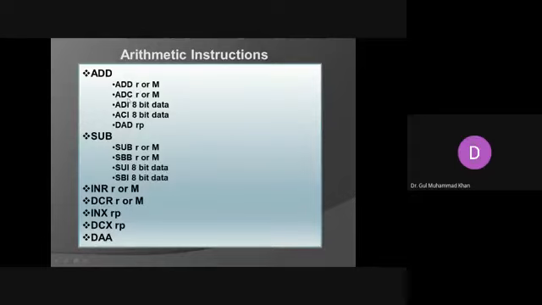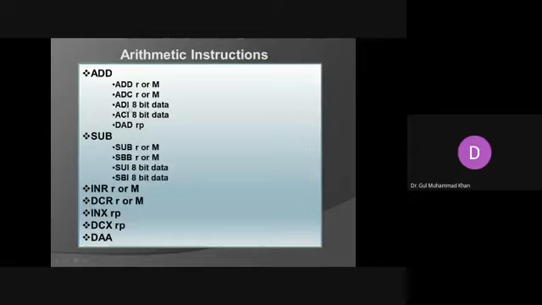Similarly, you have ADC. Now the difference between these two is that ADD is addition of accumulator and register only, or accumulator and memory only. In this case, it is the addition of accumulator, carry, and the register. So the carry is also added to the equation, right? The carry value can be 1 or 0, but when you use this instruction, it is automatically added. So this instruction actually means accumulator plus register plus carry, or accumulator plus memory plus carry.